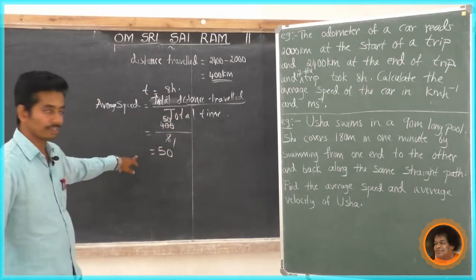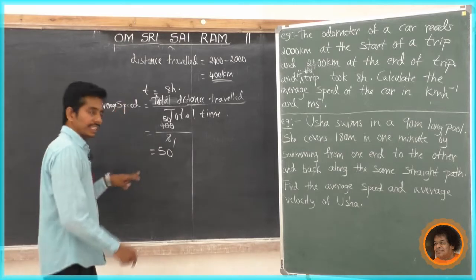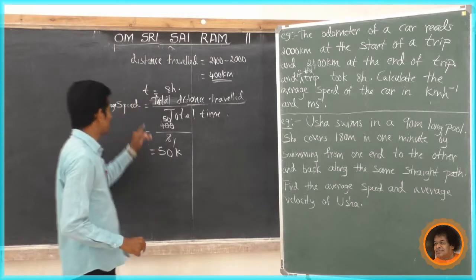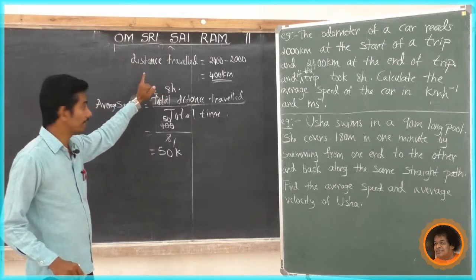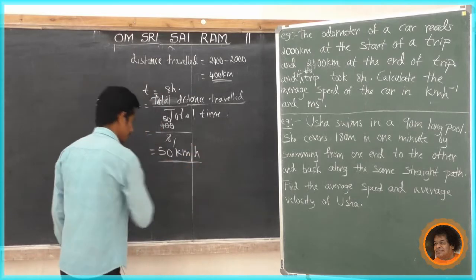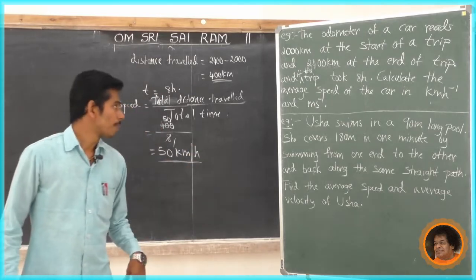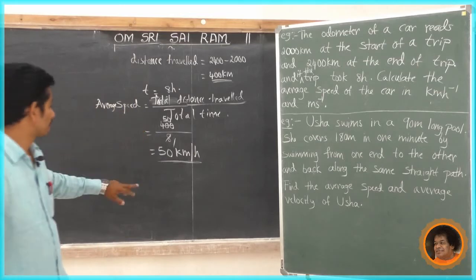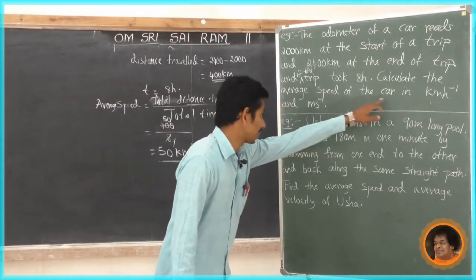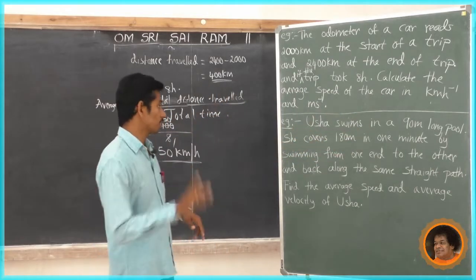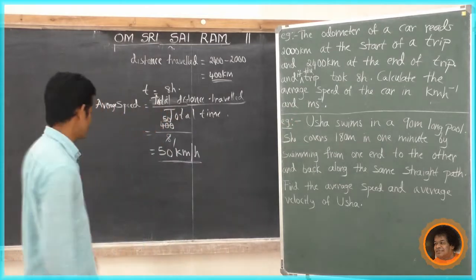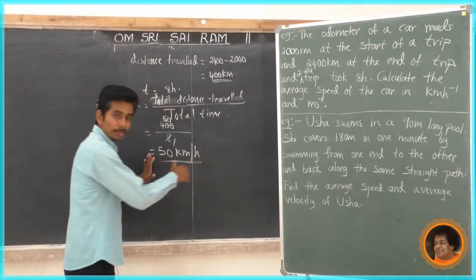What is the SI unit of average speed? The SI unit of speed is meter per second, but here it is given in kilometer and hour. So the average speed is 50 kilometer per hour. The car travels with a speed of 50 km per hour. Now we also have to find the average speed of the car in meter per second, so convert this into meter per second.